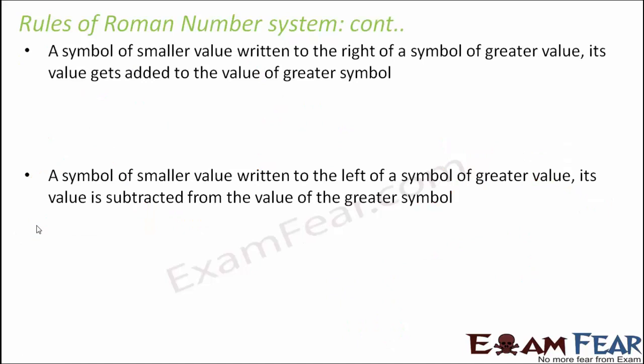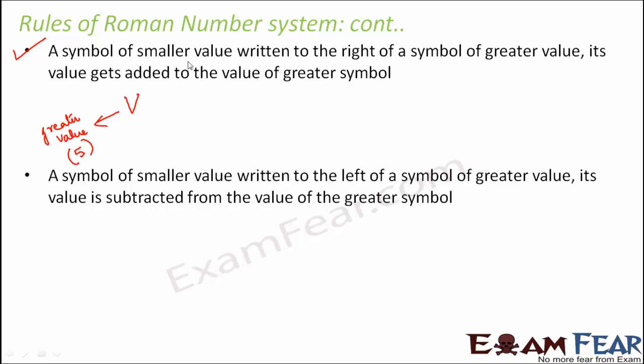Let's look at the next rule, which says that a symbol of smaller value written to the right of a symbol of greater value, its value gets added to the value of the greater symbol. Now, let us try to understand it very carefully. Let us say you have a symbol of a greater value. For example, this. This represents a number of greater value. Let's say this represents number 5.